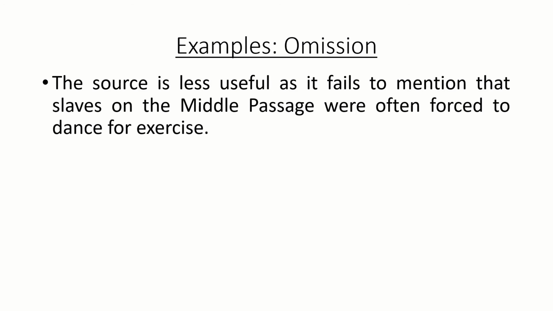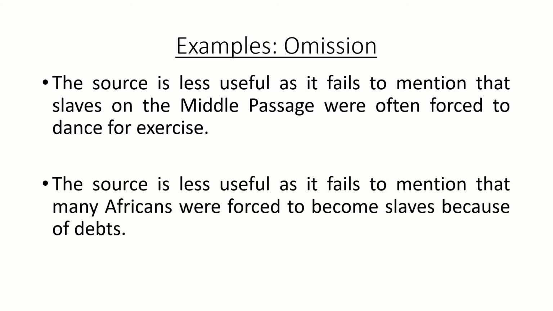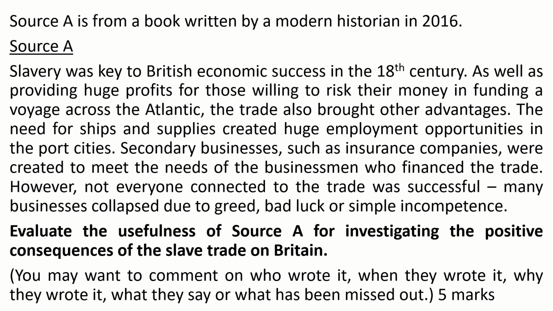So examples for omission. The source is less useful as it fails to mention that slaves on the Middle Passage were often forced to dance for exercise. Or the source is less useful as it fails to mention that many Africans were forced to become slaves because of debts. So, evaluate the usefulness questions are all about making judgments about whether information relating to the source makes it more or less useful.